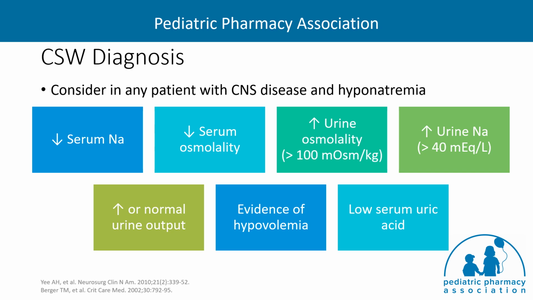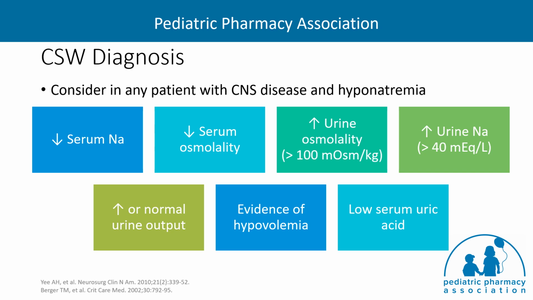Cerebral salt wasting is a diagnosis of exclusion based on clinical signs and symptoms. However, it should be considered in any patient with a CNS disease and hyponatremia. Cerebral salt wasting leads to decreased serum sodium as well as decreased serum osmolality, increased urine sodium and urine osmolality, as well as increased or possibly normal urine output, and evidence of hypovolemia. Some reports state that cerebral salt wasting can also lead to low serum uric acid.